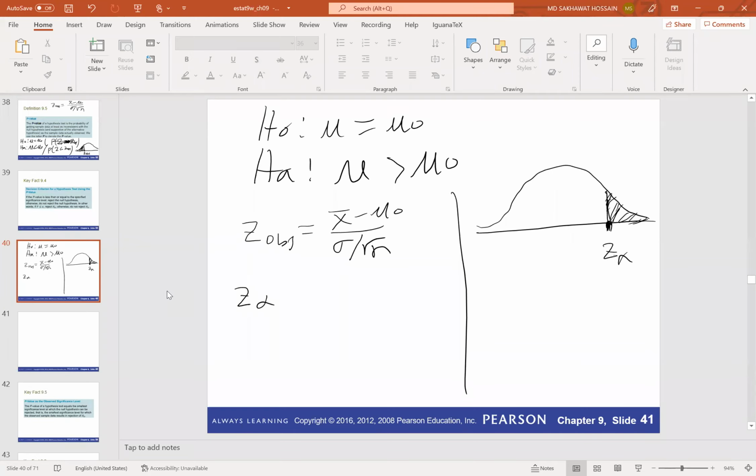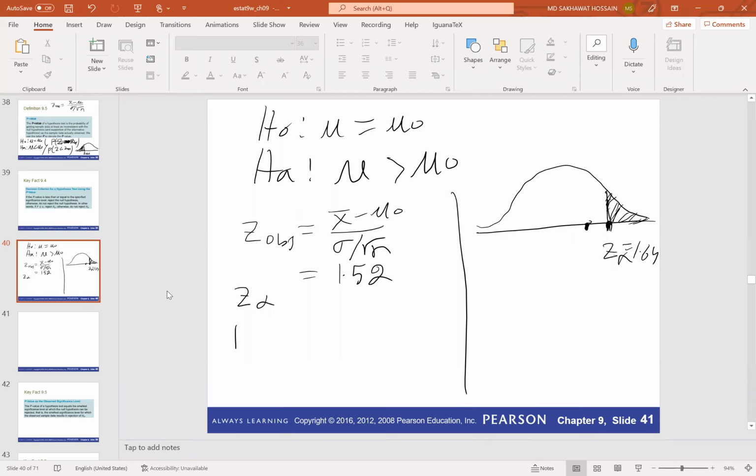Let's consider z alpha is 1.64, and let's consider the test statistic is 1.52. Okay, so now how do we calculate the p-value? Where is z observed actually? Z observed will be somewhere here because this is 1.52, and the critical value is 1.64. So 1.52 will be on the left side of 1.64, right? So it will be somewhere here.